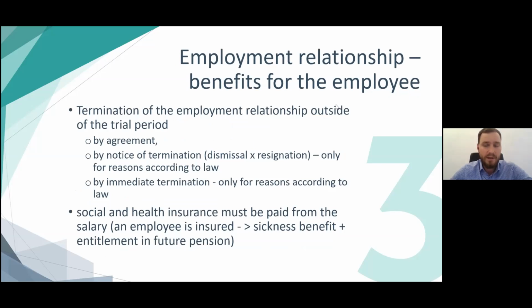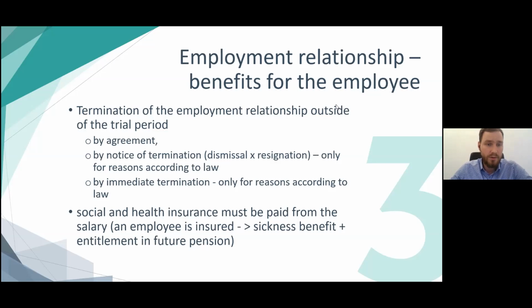As I told before, after the trial period, it's very hard for the employer to get the employee out of the relationship. There's always the possibility of an agreement. So if both parties agree to terminate the agreement, it's their free will. If they have it in writing, there's no problem. But if the employee doesn't want to get out of the relationship, it's really hard for the employer to terminate this. It's done by notice of termination, but there are very strictly settled reasons why the employer can do that. On the other hand, the employee can give notice of termination anytime without any reason.